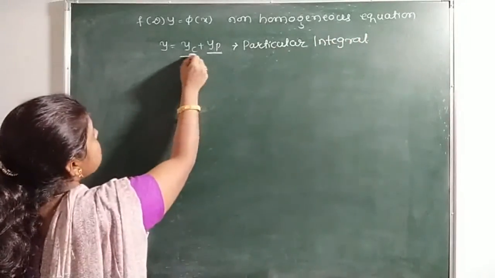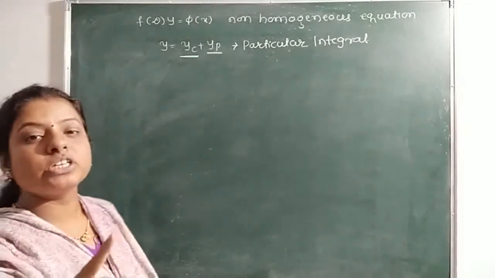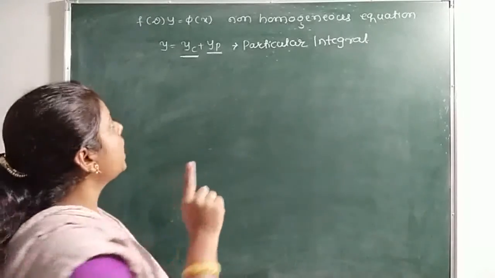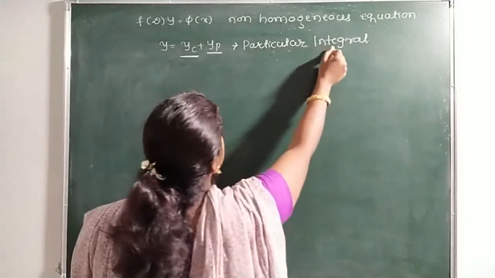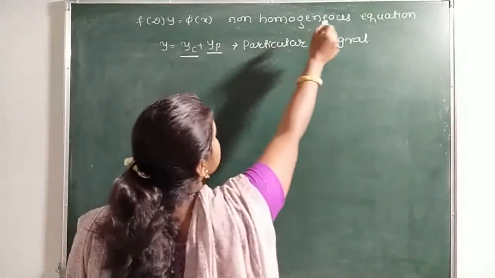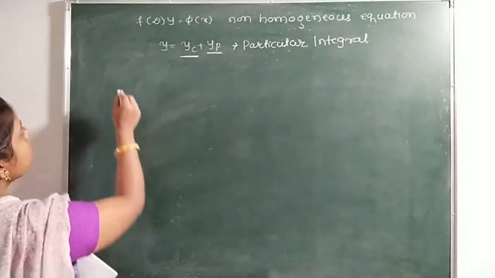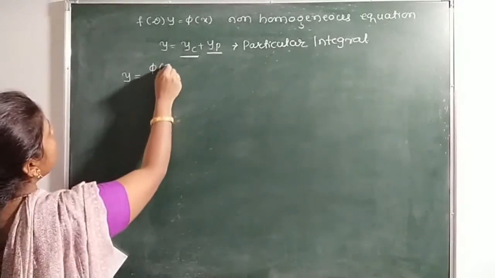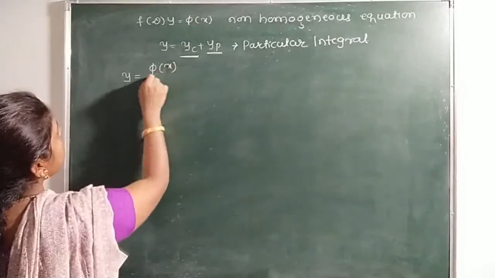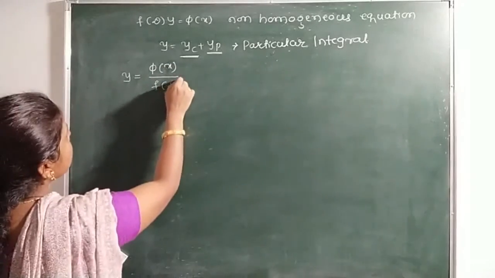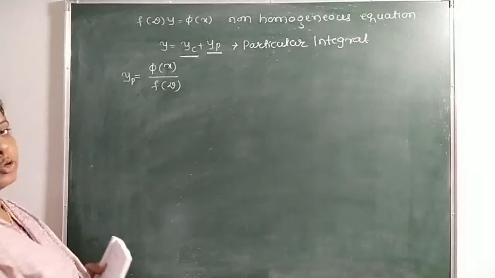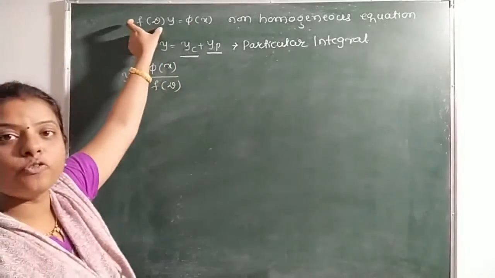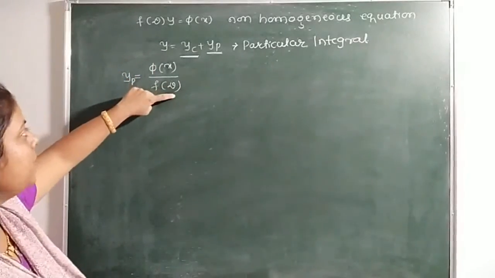Yc is the complementary function, which you have to find for both homogeneous and non-homogeneous equations, and the particular integral you have to find only when you get a non-homogeneous equation. In that case, we have to write y is equal to phi of x divided by f of D to find yp. To find the particular integral, the RHS is divided by the f of D term, which you have to write in the denominator.